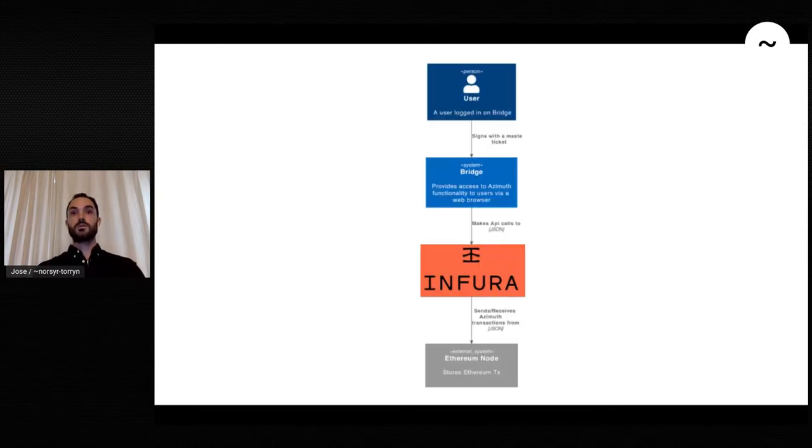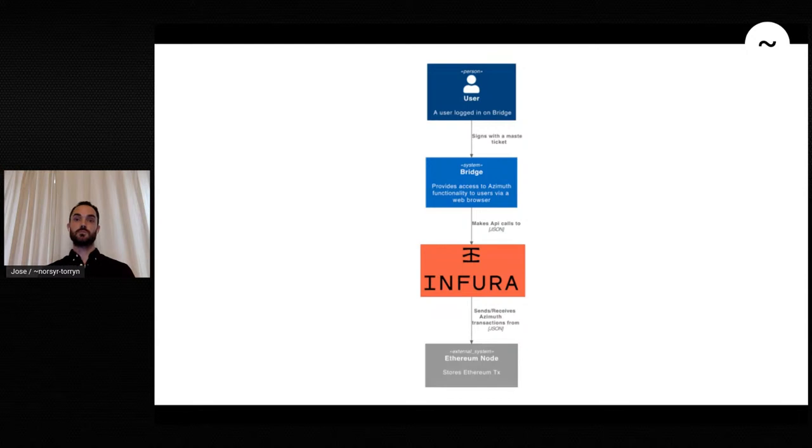To begin with, to give a bit of context on how the roller fits in with the previous version of Bridge, this is basically the architecture of every interaction that Bridge is doing, or every transaction that has been sent. This is an HTTP request to an Infura node, which is just a service that offers an API for dealing with or receiving Ethereum transactions.